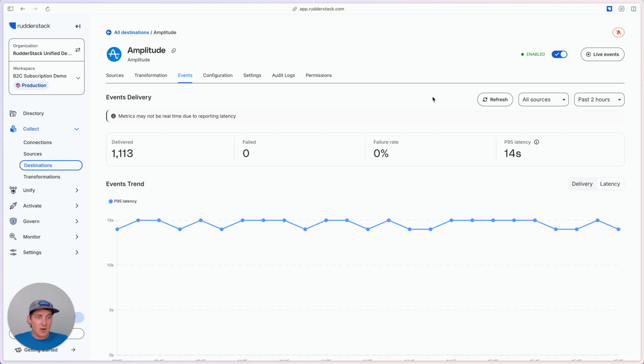These metrics are available to org admins within RudderStack. That means that they can see these metrics and understand how latency is performing across different destinations. It's really helpful for managing expectations with their team and, of course, those downstream consumers.